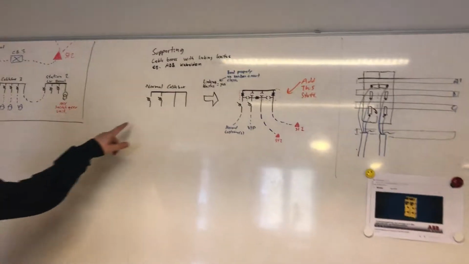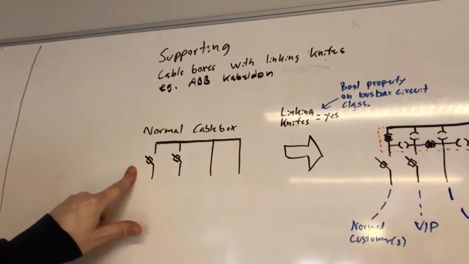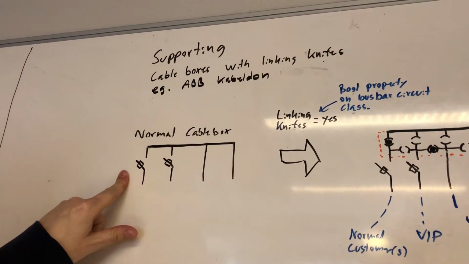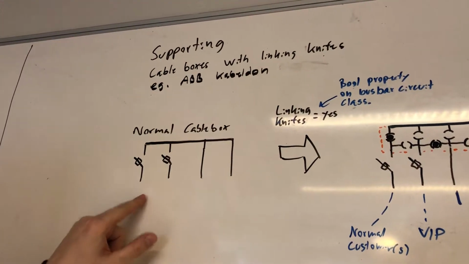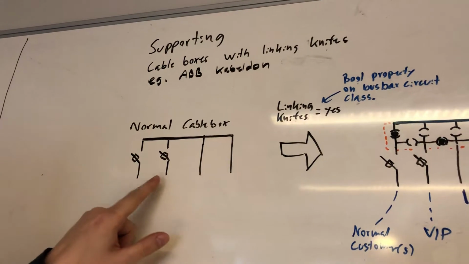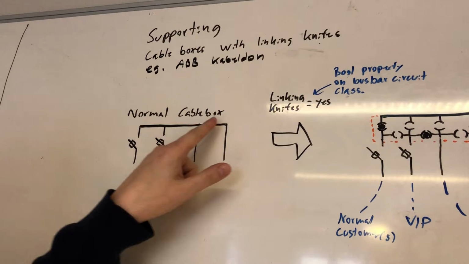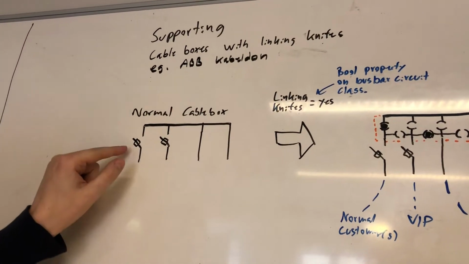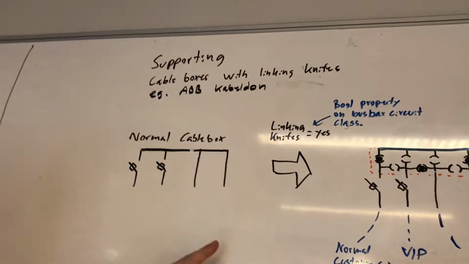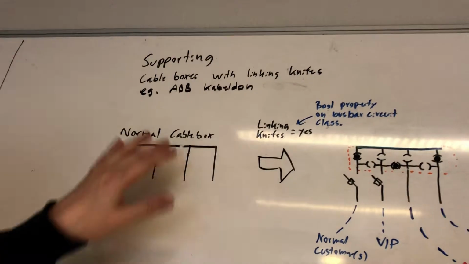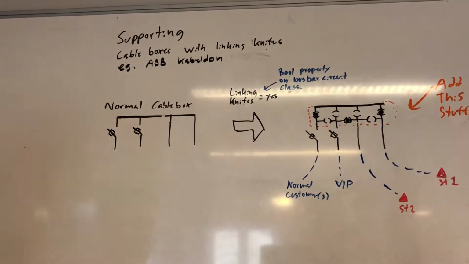So here I have drawn a normal, very simple low voltage bus bar circuit inside a cable box. You have four lines connected to a bus bar, and two of them are connected as a fuse switch disconnector, and two of them are connected directly to the bus bar. So this is a typical thing we will see when we have a normal cable box somewhere.